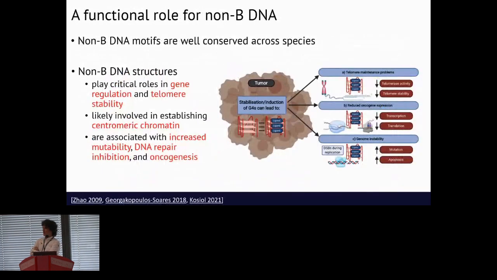The first thing we can note about non-B motifs is that they're conserved across species. This hints at some functional relevance. There have also been some recent studies, and some quite old studies as well, showing that non-B DNA structures play critical roles in fundamental biological processes. Here I'm pointing out a few: gene regulation, telomere stability, centromeric chromatin, increased mutability, DNA repair inhibition, and oncogenesis.